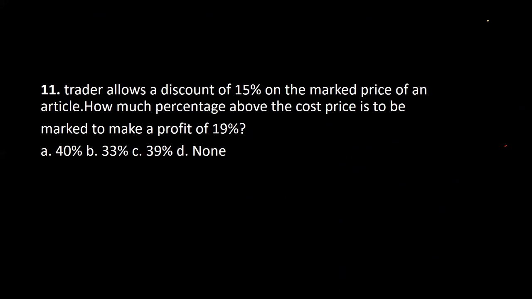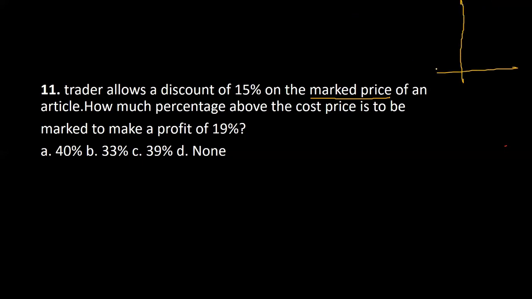Next question. A trader allows a discount of 15% on the marked price of an article. Now we come to one more concept, which is called marked price. How much percentage above the cost price is to be marked to make a profit of 19%? That's a very specific question. It says clearly not 15, not 20, exactly the 19% profit it needs. I think we have already discussed the concept of marked price. Let me draw a scale and represent the marked price here.